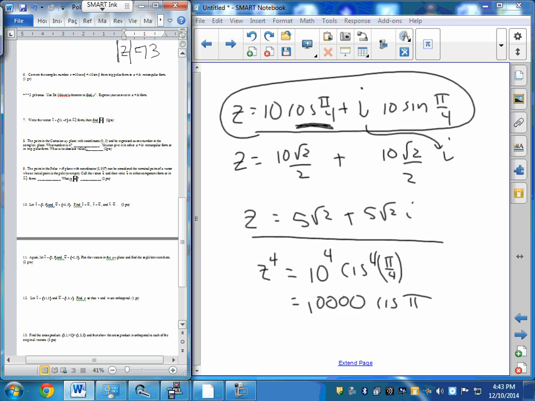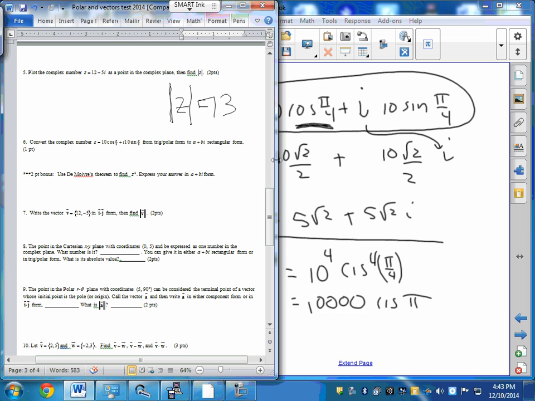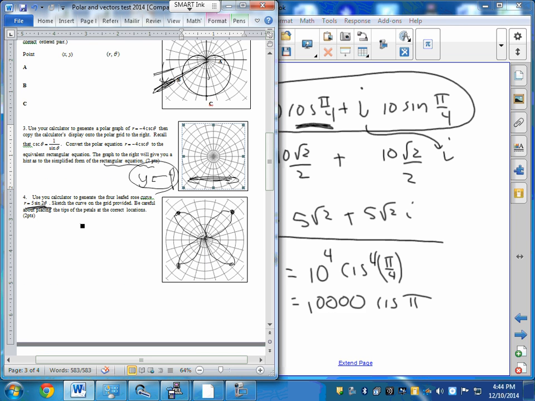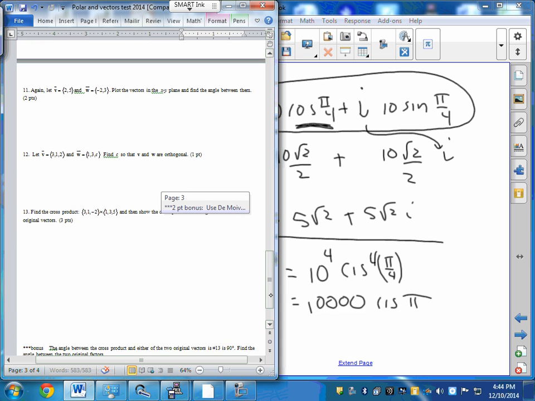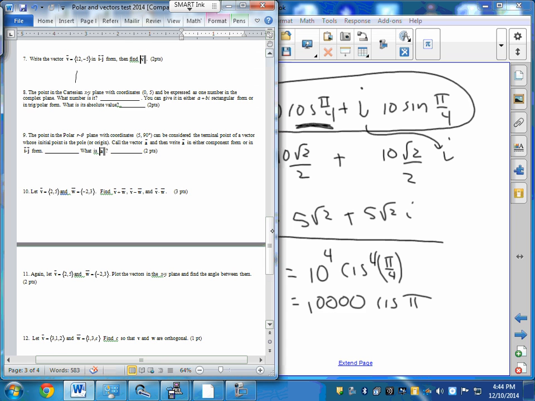Okay, so now we've got some vectors. I need to make this a little bit larger so I can see it. Write the vector 12, negative 5 in ij form. We can do that right here. This is 12i minus 5j. Done. Magnitude, again, it's really the same problem that we did on the previous page. That's 13.